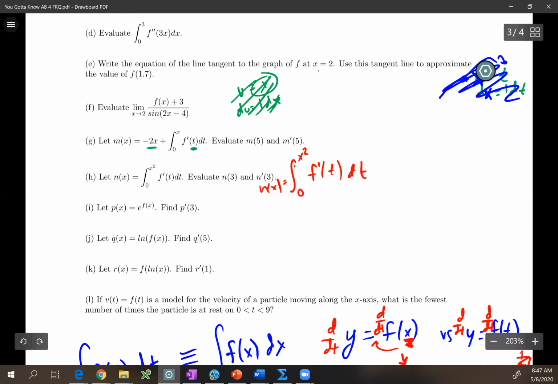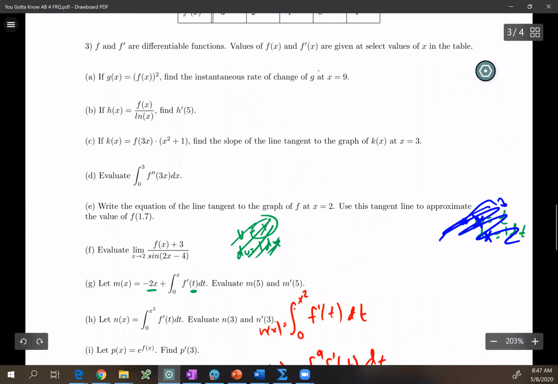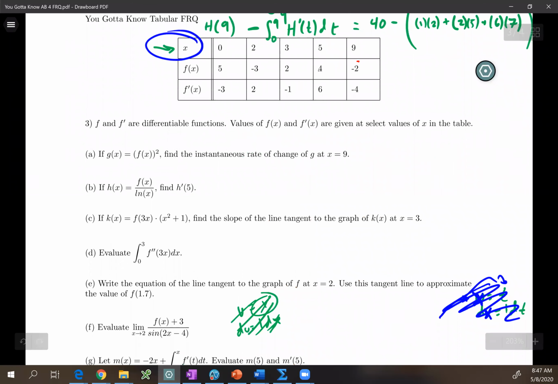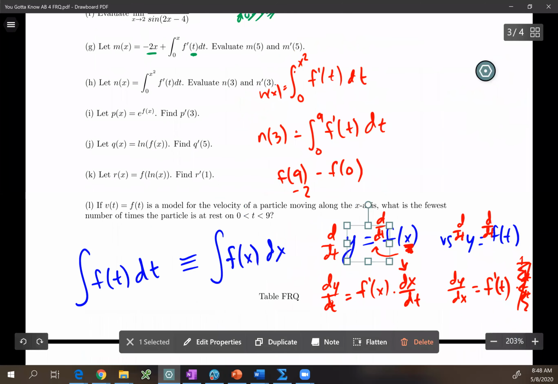So for n of 3, we literally can just plug in 3 for the x. So 0 to 3 squared is 9 of f prime of t dt, and then by FTC, we get f of 9 minus f of 0. If you want to write it out the long way, integral of f of x from 0 to 9, you can. But that's -2 minus 5. So we didn't have to do anything about multiplying by the x squared.